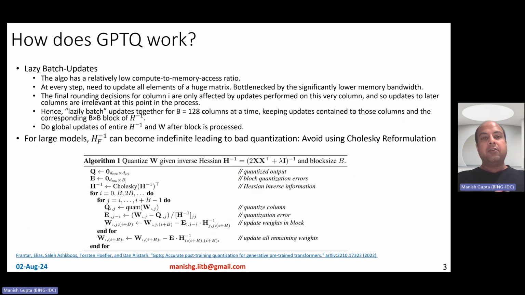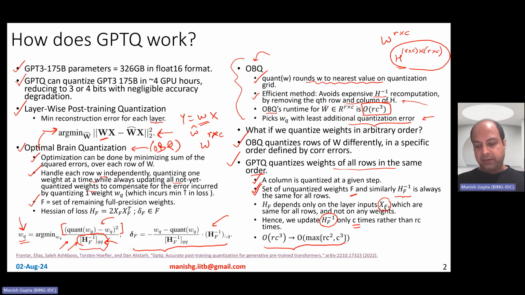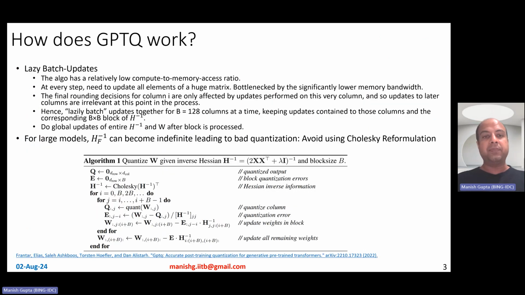Now, that's good. You have made the method very fast theoretically, but does it become fast practically, is the question. Theoretically, I don't need to update the Hessian R into C times; I would rather just update it a total of C times. But it turns out that the frequency of updates is too fast. The algorithm has a low compute to memory access ratio.